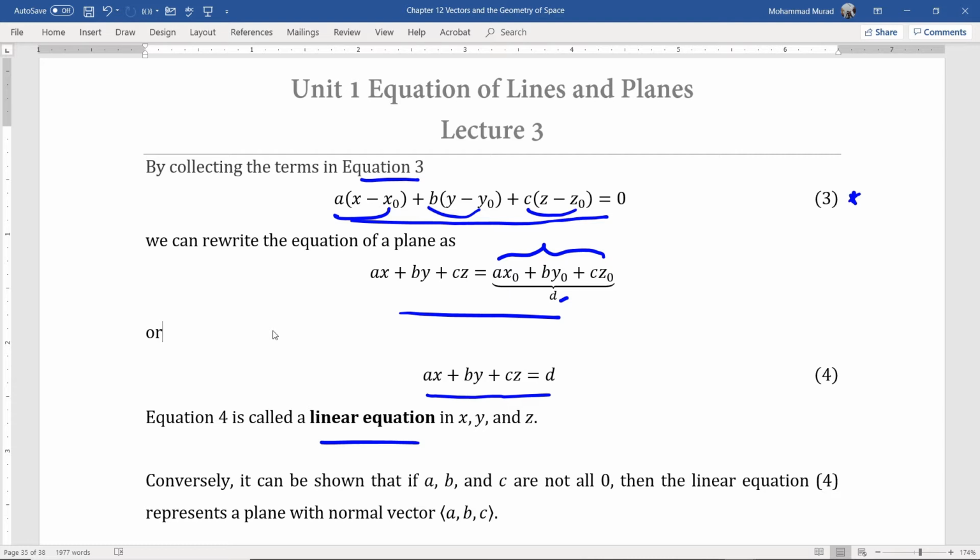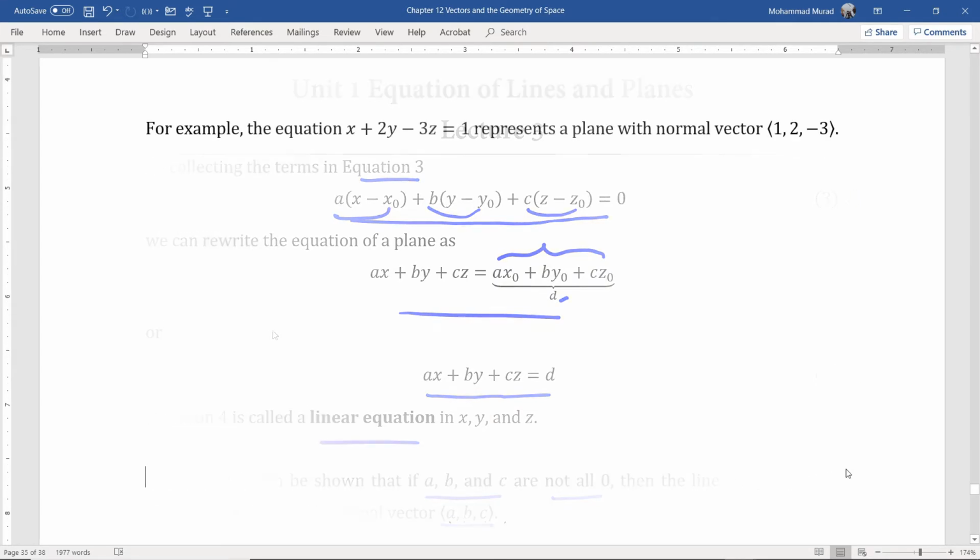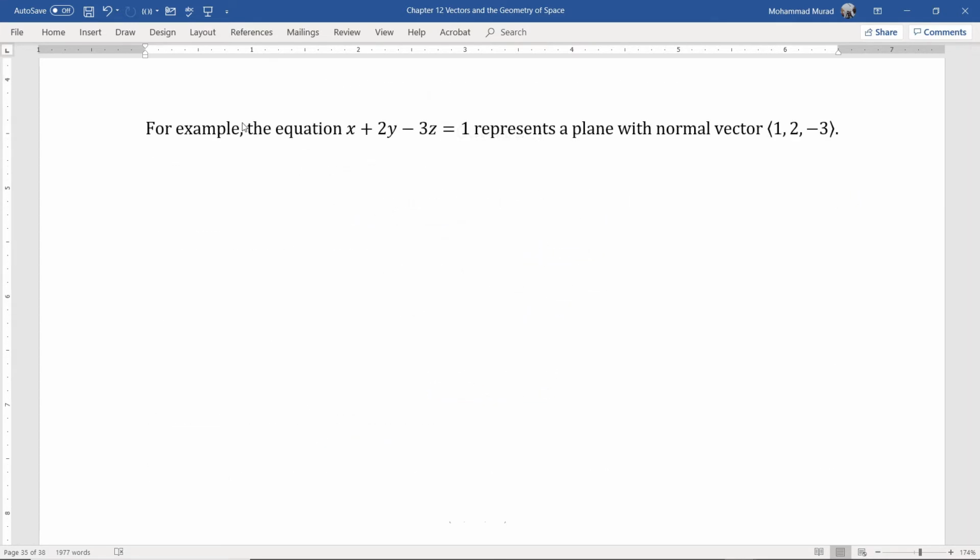Conversely, it can also be shown that if a, b, and c are not all 0, then the linear equation 4 represents a plane with normal vector with components a, b, c. For example, this linear equation, x plus 2y minus 3z equals 1, represents a plane with normal vector with components 1, the coefficient of x, 2, the coefficient of y, and negative 3, the coefficient of z in the equation.